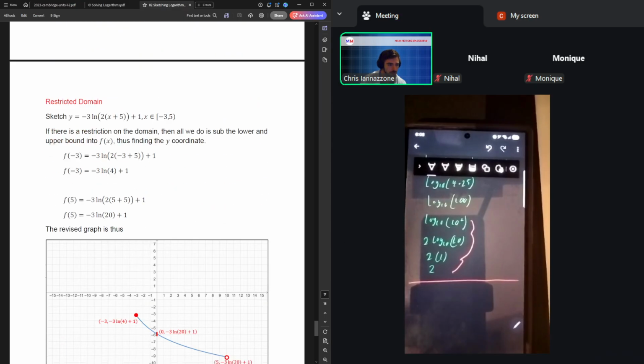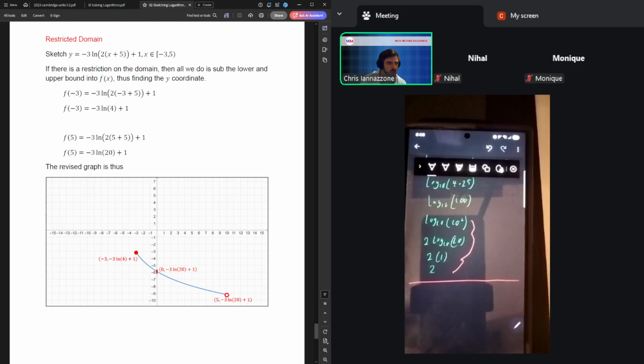Sweet. Here's that bit on a domain restriction. Again, it's pretty rare for this to happen, but it's the same principle for all functions. It's defined from -3 to 5, inclusive of -3, exclusive of 5. All we ever do is shove in those x values into the function, and then that'll get us our endpoints.